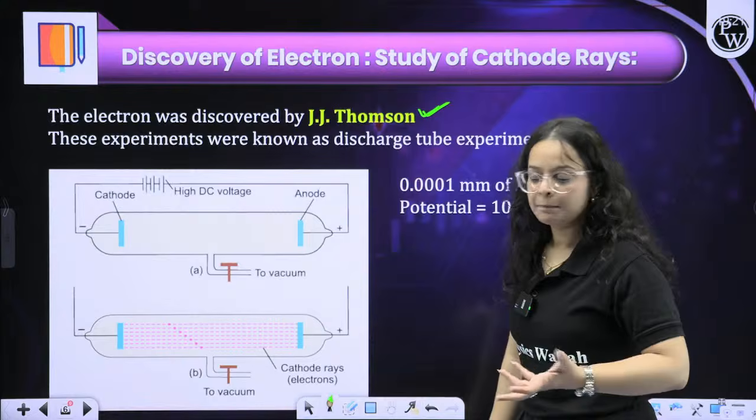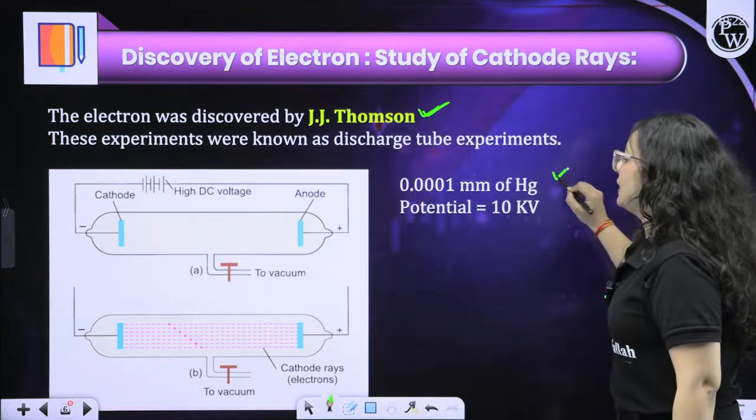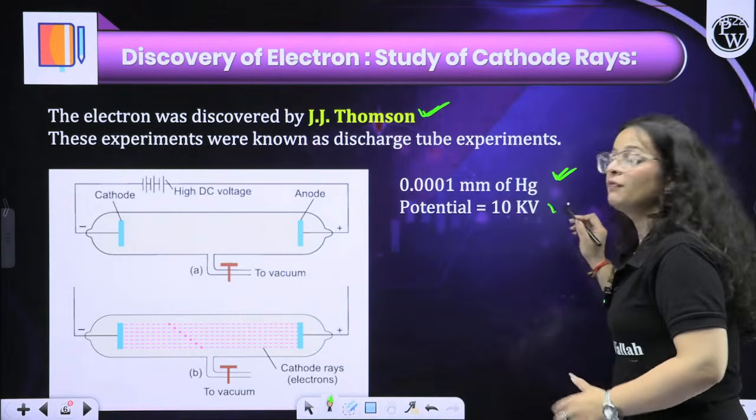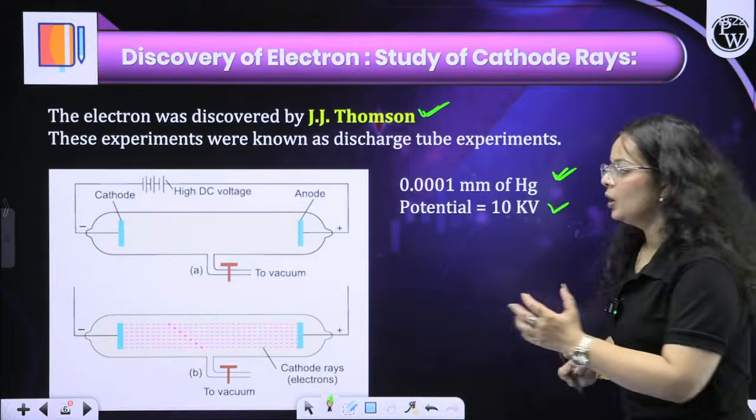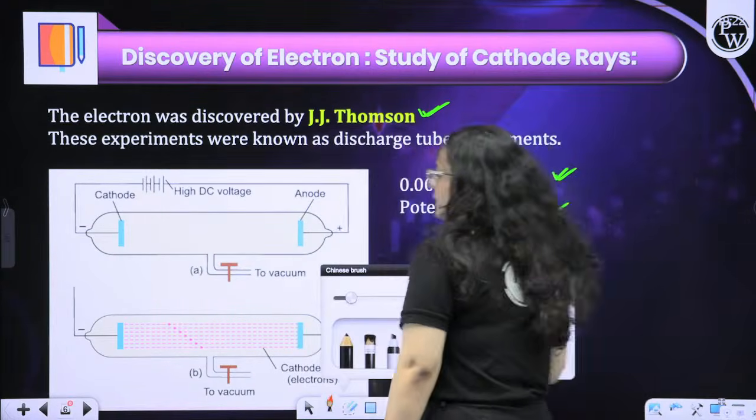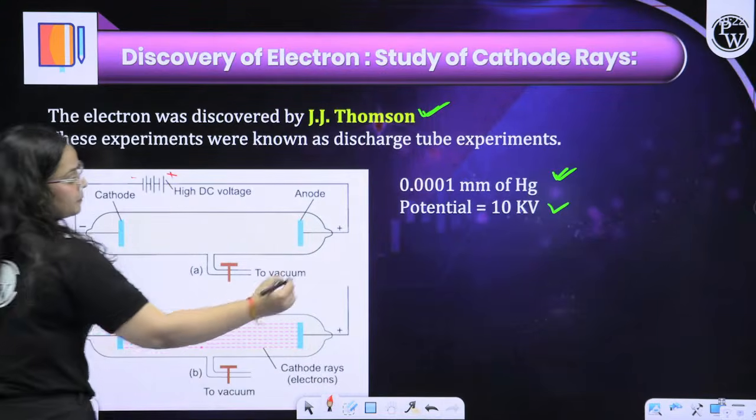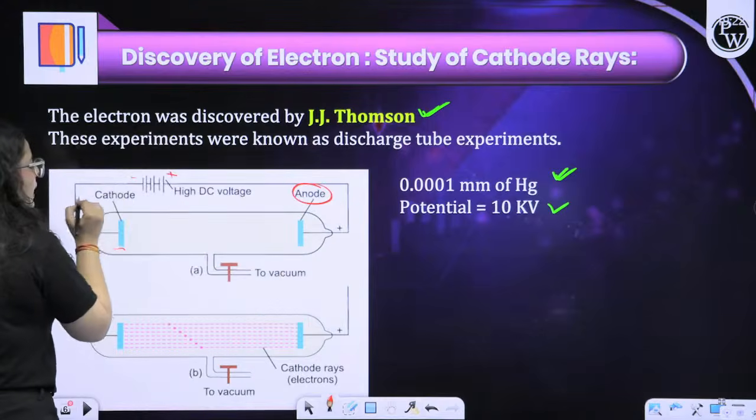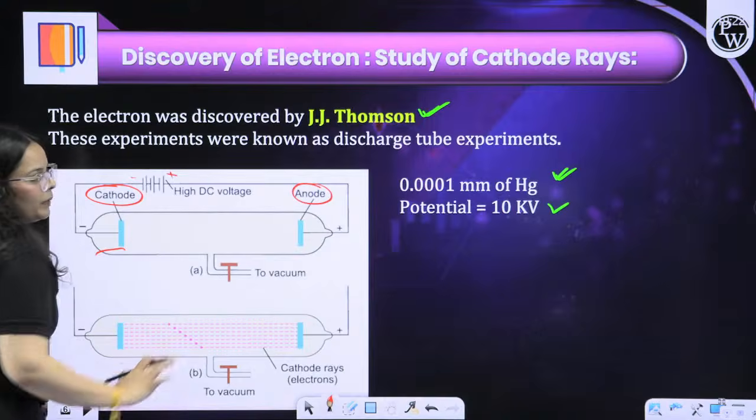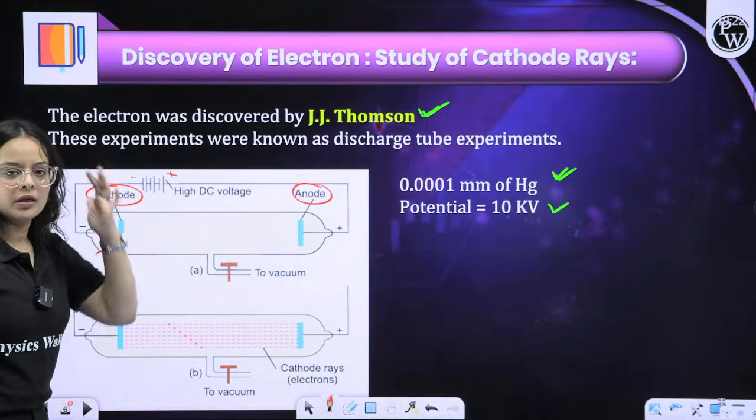Now, ma'am, what is it? So we have this cathode tube with a very low pressure of 0.0001 mm of Hg, and a very high potential of 10 kilovolt is applied over the tube. The one connected to the negative terminal of the battery is the cathode portion, and the one connected to the positive terminal of the battery is the anode portion. So we have two types of electrode, cathode and anode. A very low pressure is created inside it, and a very high voltage is supplied over it.